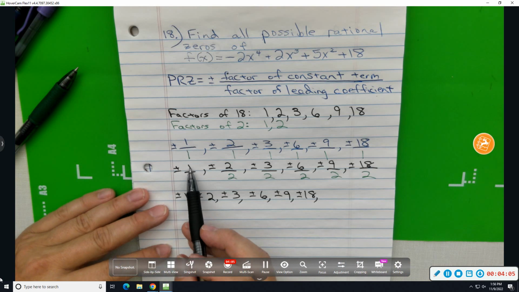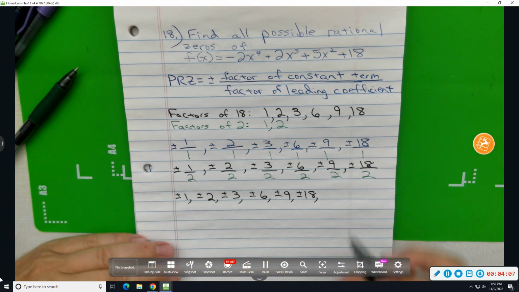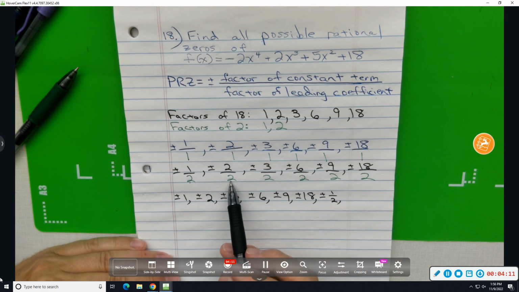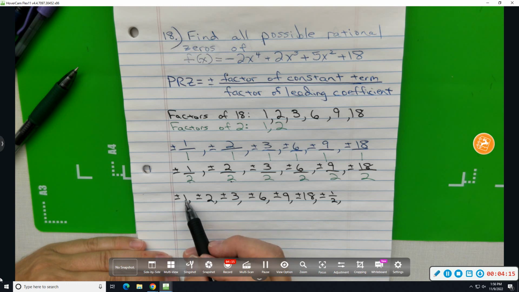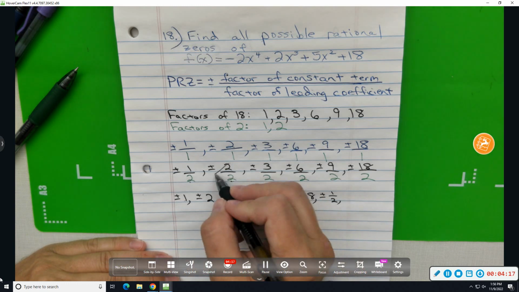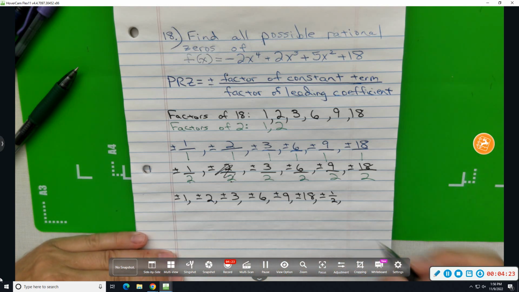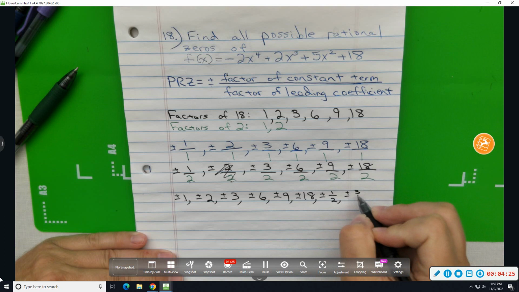Coming down here, 1 over 2, that's 1/2. We don't already have it listed. But what about this one? 2 over 2, isn't that 1? 2 divided by 2, so we already got that one. 3 divided by 2, do we have 3 divided by 2 listed already? No. So let's write it down.